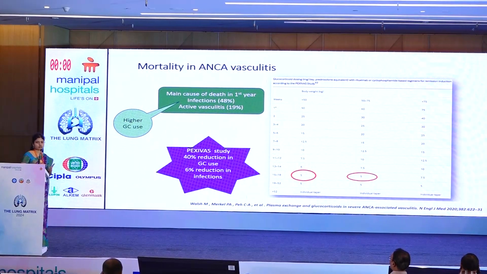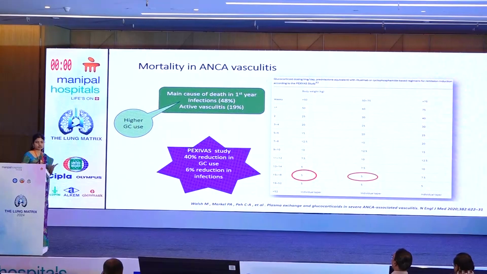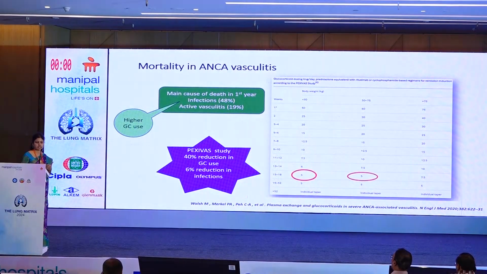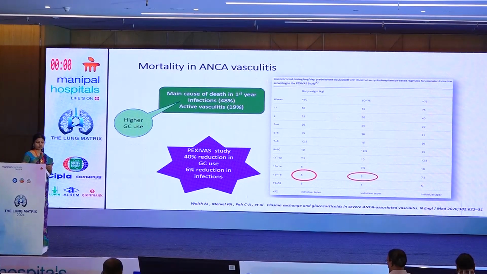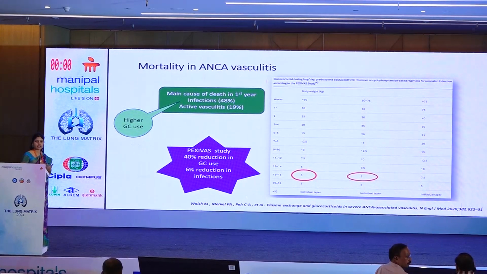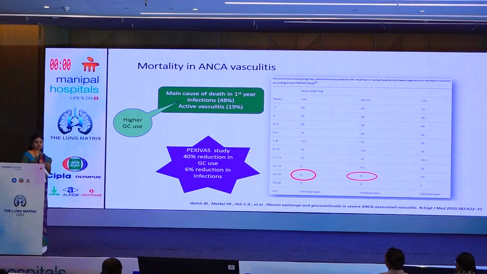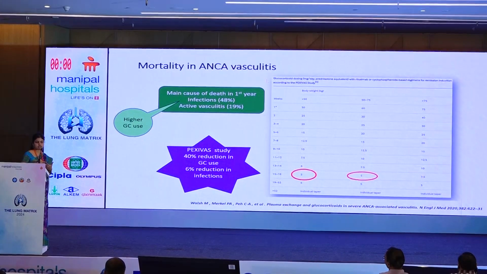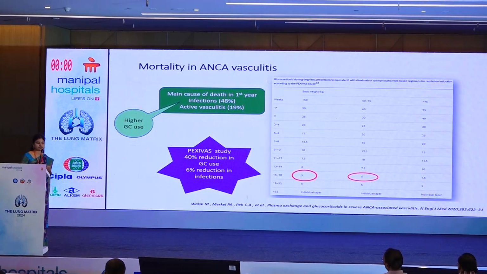So to decrease the usage of glucocorticoid in the induction regimen, a recent study was done, that is the PEXIVAS study, where they used two different types of glucocorticoid regimen. There is a standard regimen and the other is a low dose regimen. In the low dose regimen, we usually bring down the steroids to 20 milligrams at the end of 1 month and to 5 milligrams at the end of 4 months. With this regimen, there is usually a 40% reduction in the glucocorticoid usage, and with this 40% reduction, they could identify a 6% reduction in the risk of serious infections in the first year.